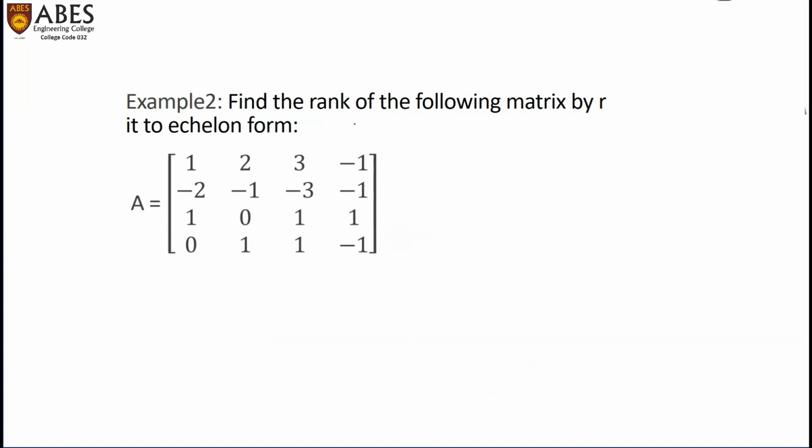Now, the next example is to find the rank of the following matrix by reducing it to echelon form. Again, we use elementary transformations to convert it to echelon form. Sometimes this form is also called the row echelon form because we apply elementary row transformations. R2 is replaced by R2 plus 2R1, and R3 is replaced by R3 minus R1.